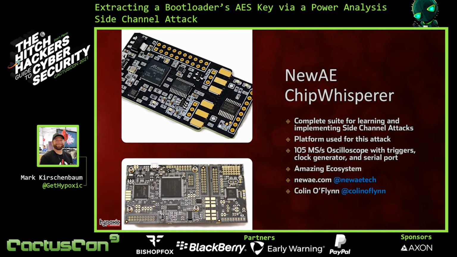So if you're planning on doing any type of side channel attack, you really need to get one of these ChipWhisperers. The top one here is about $60. The bottom one's $260. It basically comes with this whole ecosystem on how to learn side channel attacks and how to perform them on your own. The bottom one, the ChipWhisperer-Lite, is the platform I used to carry out this attack on the GoPro. It's basically a 105 million samples per second oscilloscope, has triggers, has a clock generator you could use as the input clock into your target, and a serial port, as well as a way of doing some voltage glitching attacks.